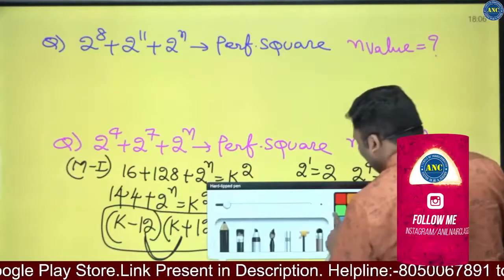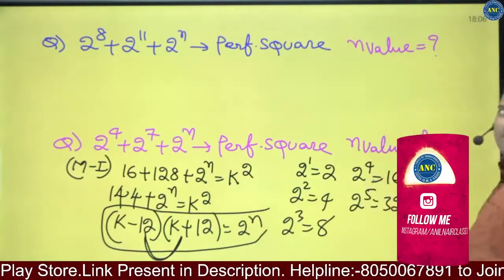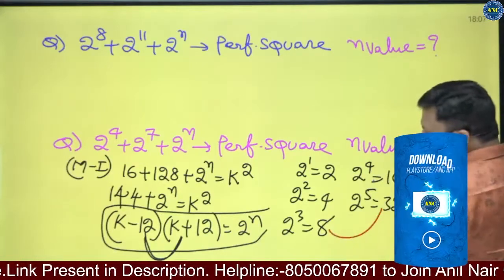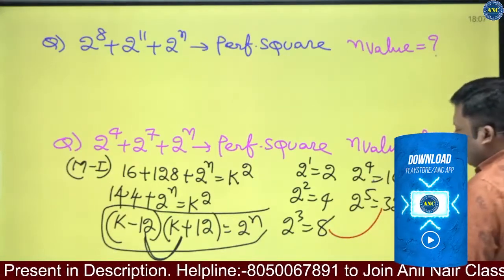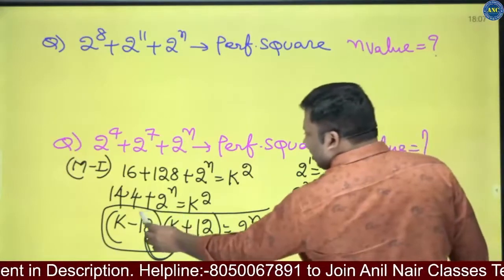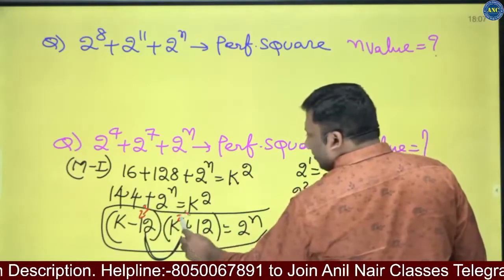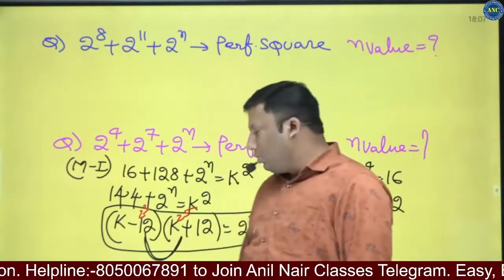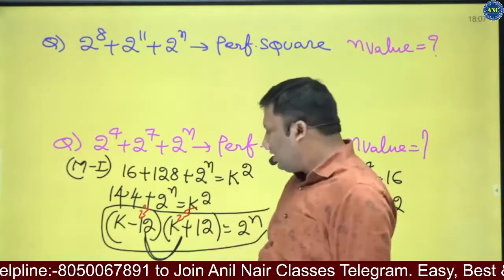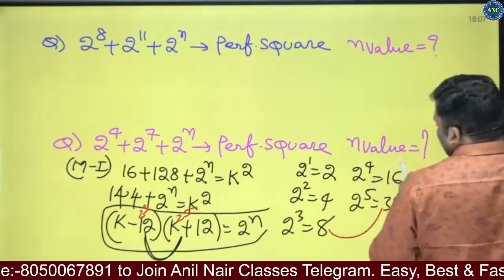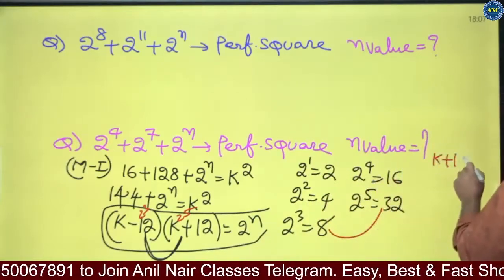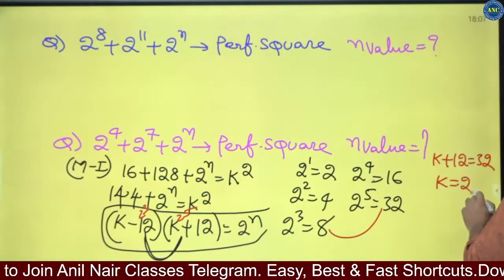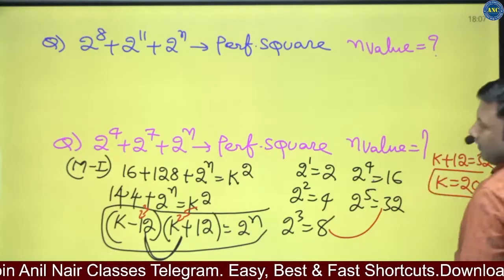Now if you observe closely here, it's a pure observational question. 32 minus 8 is 24. So there is a smaller value, 2 cube, and 2 power 5. 2 power 5 is 32, 2 cube is 8, 32 minus 8 is 24. So K plus 12 will become 32. K will become 20.